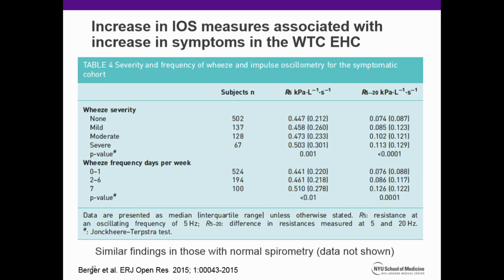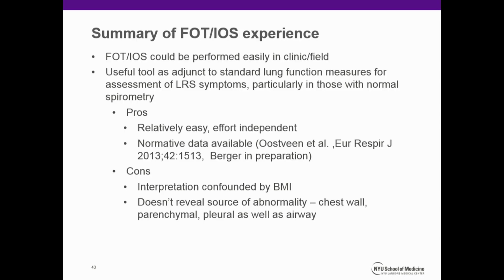We also were able to show that there was a trend with various symptoms. Here I'm showing you wheeze, but as wheeze severity increased, there was an increase in both your R5 and R5 minus 20 values, and also if you went by wheeze frequency, one could also see an increase, suggesting again that there was a relationship with symptoms. So this suggested to us that forced oscillation techniques, here we used IOS, could be performed easily in the clinic or field. It's a useful tool as an adjunct to standard lung function measures for assessment of lower respiratory symptoms, particularly in those with normal spirometry.